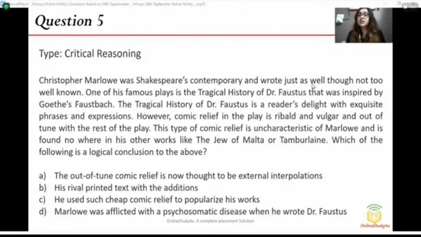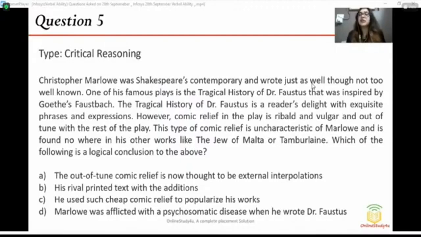The Tragical History of Dr. Faustus is a reader's delight with exquisite phrases and expression. So they're talking about the positive things about this particular novel, that it's a reader's delight and it has very well nuanced phrases and expressions. However, comic relief in the play is ribald and vulgar and out of tune with the rest of the play. So the comic relief that he has used is not in line with the rest of the play. In fact, it is ribald and vulgar to a certain extent.